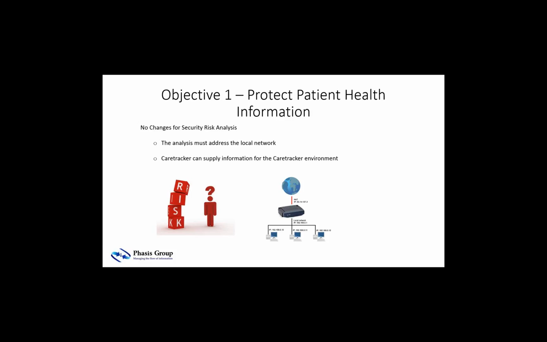So nothing to show you in CareTracker for objective 1, because this one is 100% on your office and your office's IT support people. And hopefully you've got last year's risk analysis that you did, and you can look at it and update it. If you do not have a risk analysis performed, definitely need to get with your IT folks. When you attest, you're telling CMS that you do have a risk analysis that you've performed.